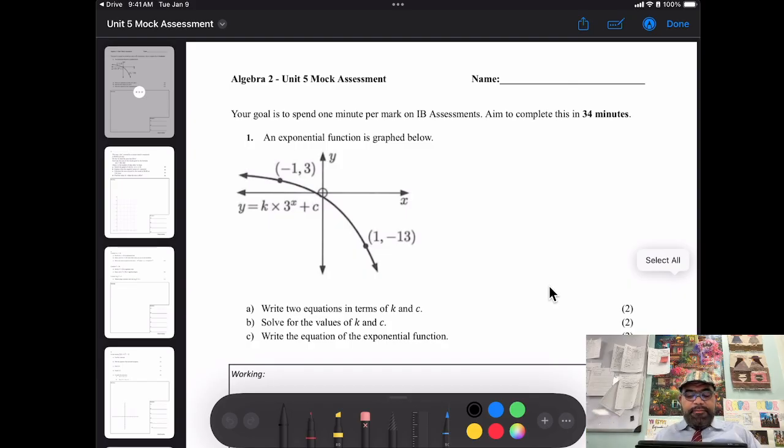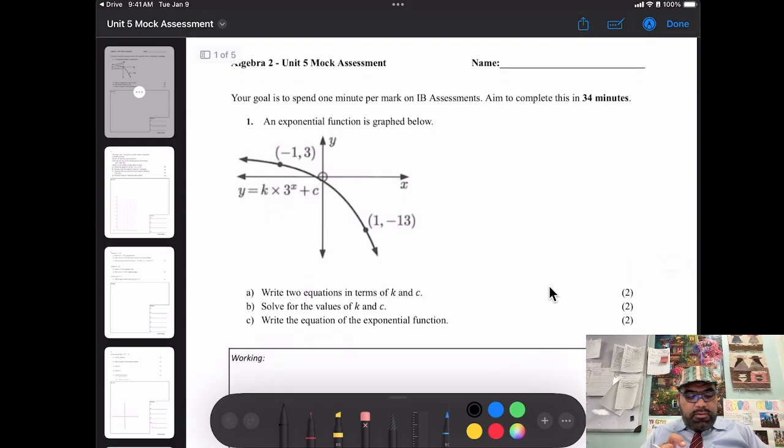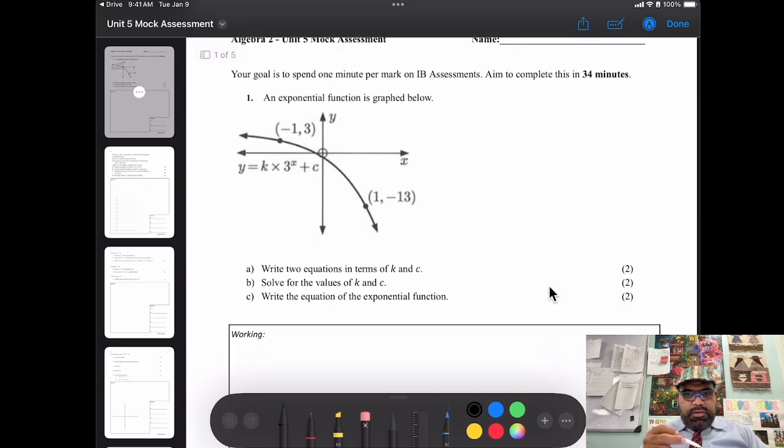Let's go through here. Question number 1, an exponential function is graphed below. Just substitute this thing here, okay? What do we have? X and y. We have our equation over here. Great. How do we solve this one?